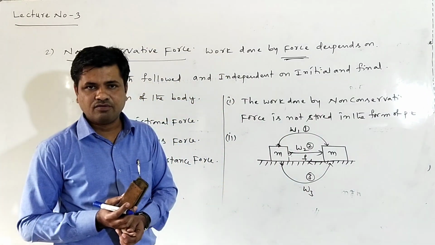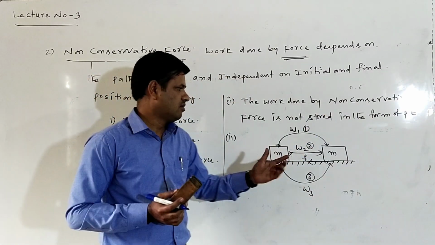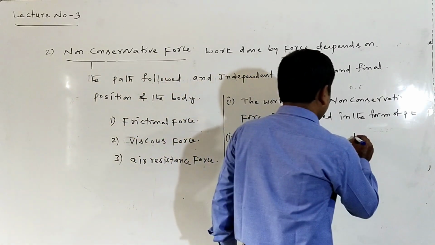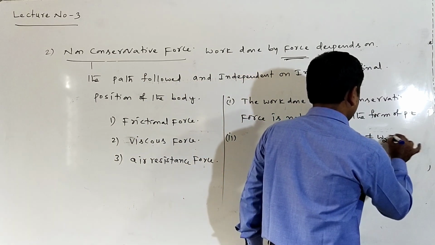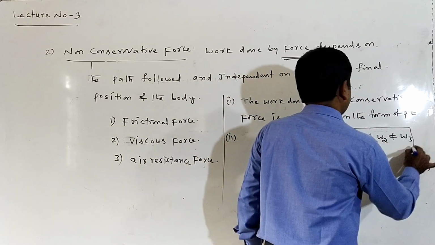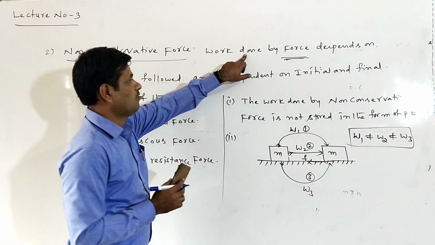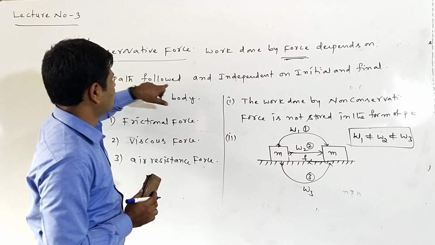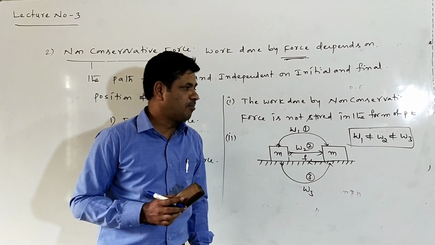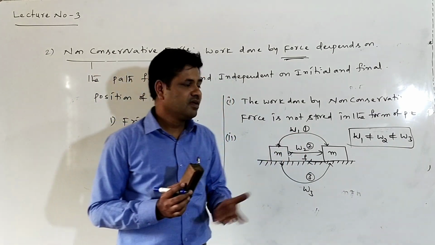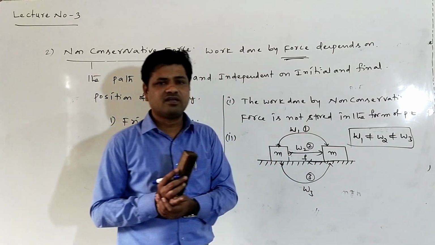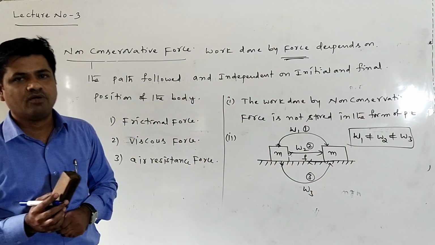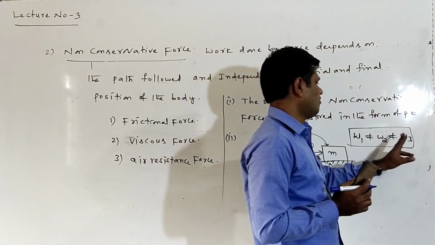Opposite to the frictional force, we have to do the work. Then only the body moves from the initial position to the final position. In this case, the work done is not equal. Why? Because the work done by the forces depends on the path followed. Here the path is different, and that is the reason the work done is also different. So W1 is not equal to W2, which is not equal to W3.